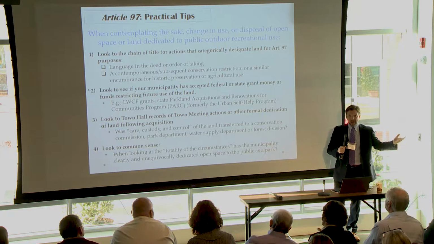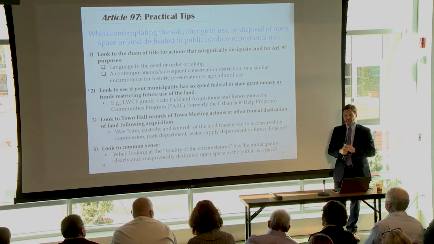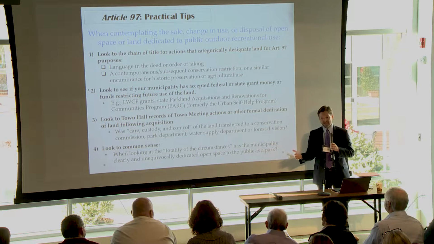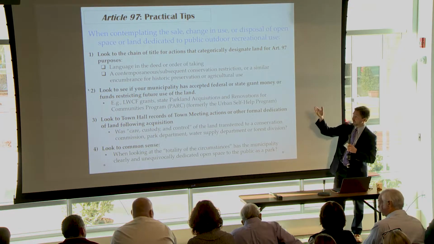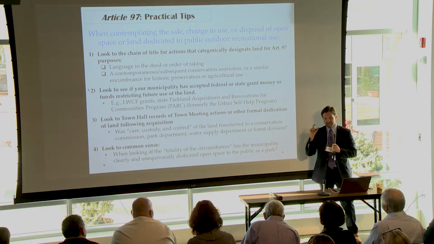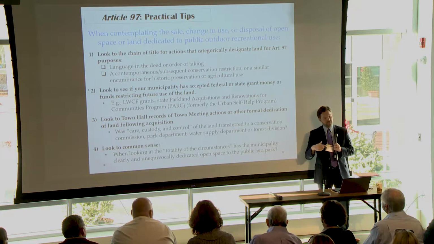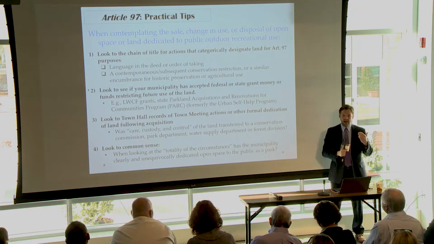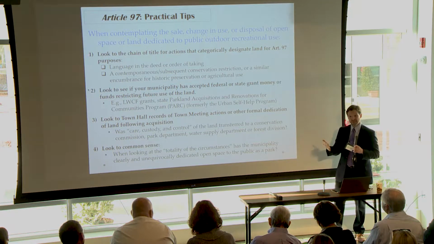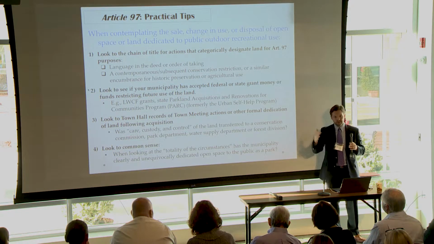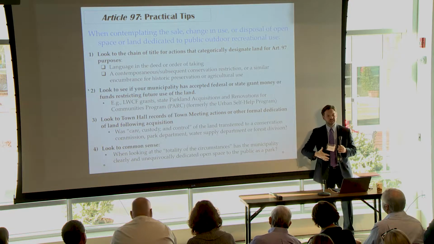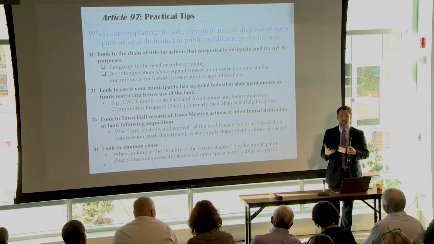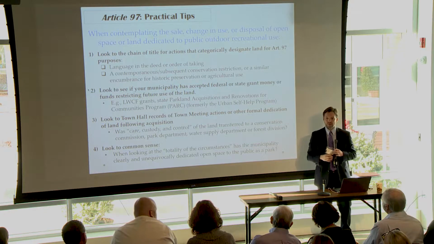And then finally, just common sense. Again, the court has told us we're looking at the totality of the circumstances here. It's not necessarily just one discrete action. Now again, if there's something in a deed or order of taking that designates land for Article 97 purposes, great. But if we don't have that, the Supreme Judicial Court has made clear to us there could be, over time, a number of actions that cumulatively are going to be enough to trigger that Article 97 protection.